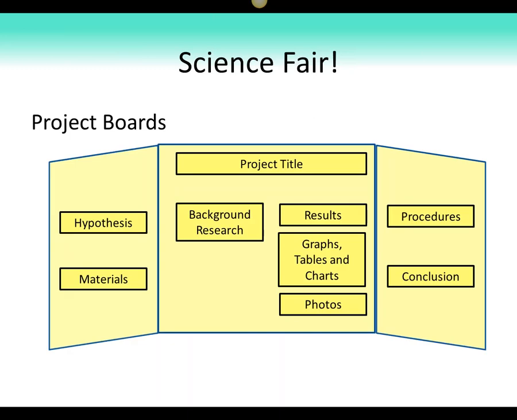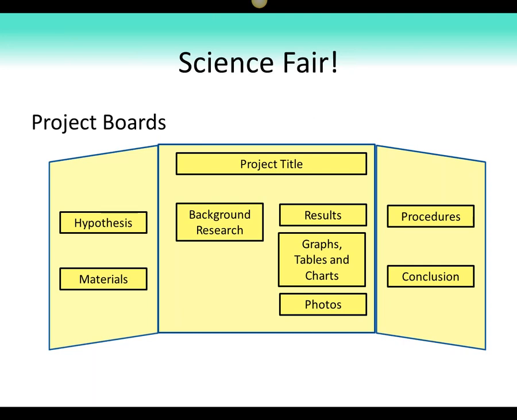This is an example of a very basic project board for science fair. In the middle is where you have lots of the graphs, the tables, the charts, and the photos that they're going to be getting at the library or making at the library. And then on the sides, you have your other information.